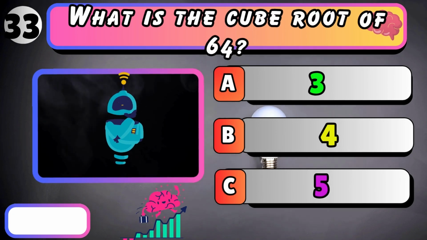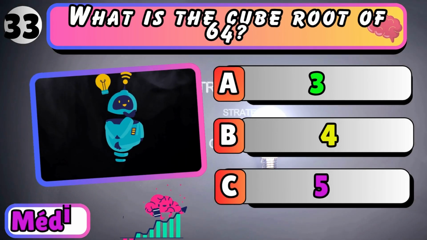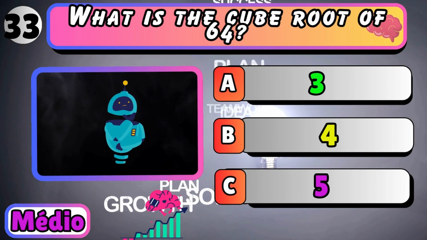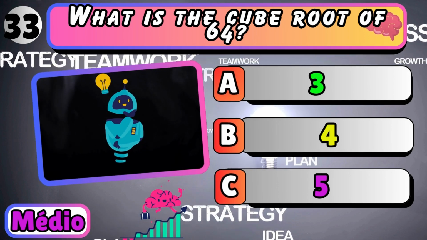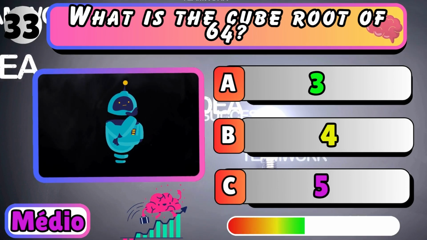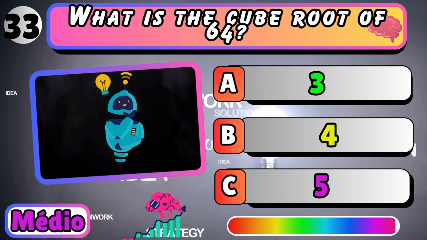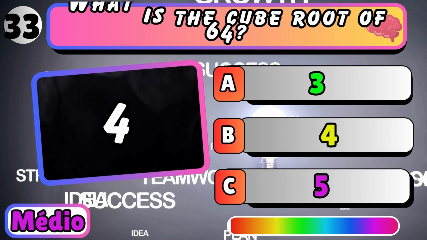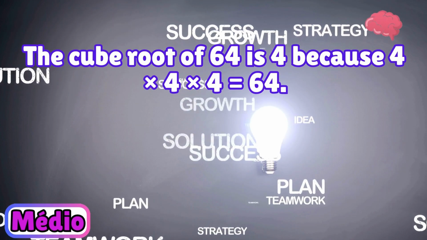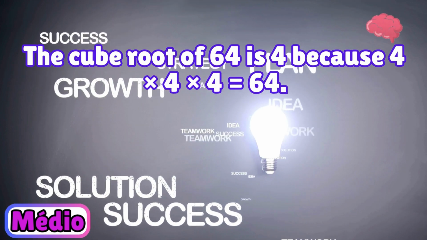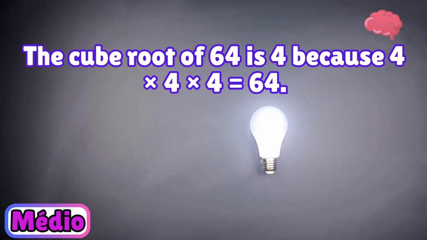What is the cube root of 64? 3, 4, or 5? 4. The cube root of 64 is 4 because 4 times 4 times 4 is equal to 64.